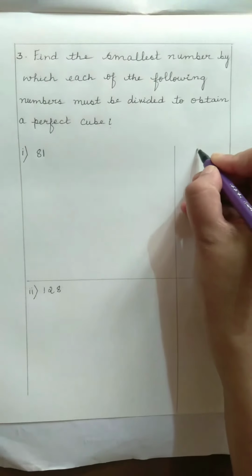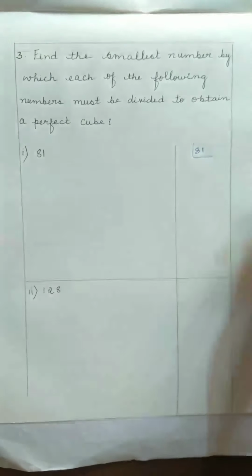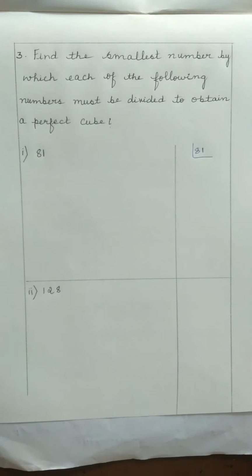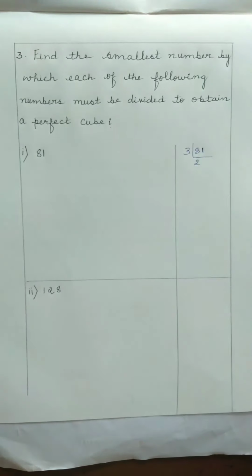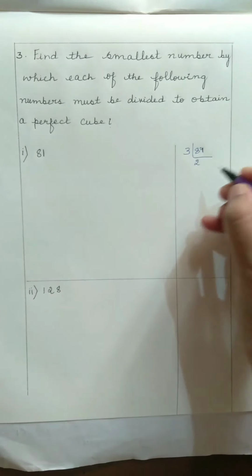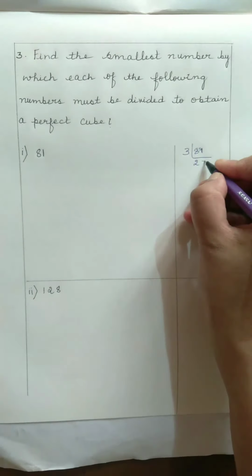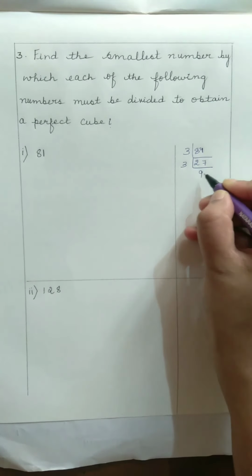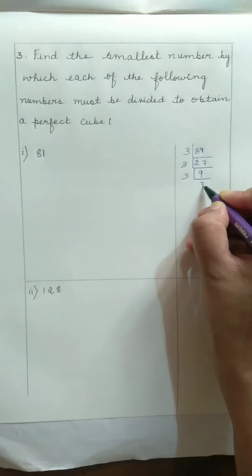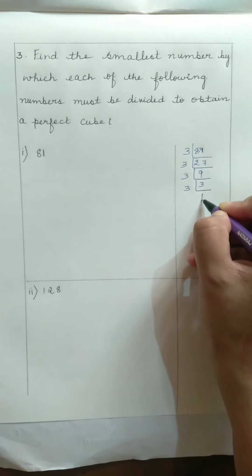Now, first let us find out the factors of 81. Let us factorize this number 81. Since 1 is in the unit place, it goes by an odd number, that is 3. So, 3 2s are 6, 8 minus 6, 2 is remaining. So, it is 21. So, 3 7s are 21. Then, 3 9s are 27. 3 3s are 9. 3 1s are 3.